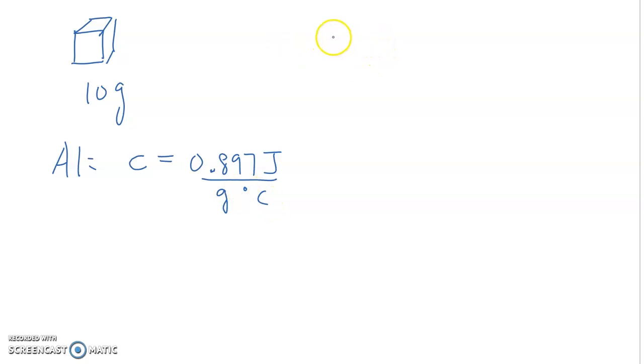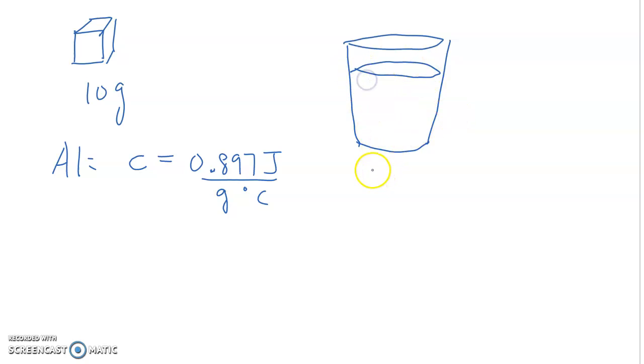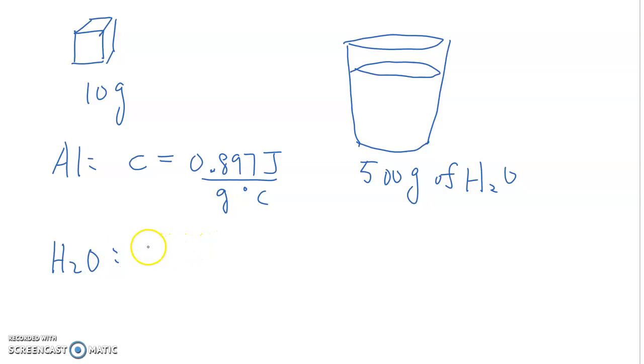If I put that piece of metal into a cup with, let's say, 500 grams of water, and by the way, the specific heat capacity for water, C of water, this is C of aluminum, C of water is equal to 4.184 joules per gram degree Celsius.